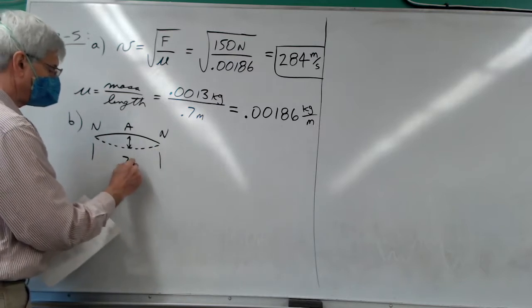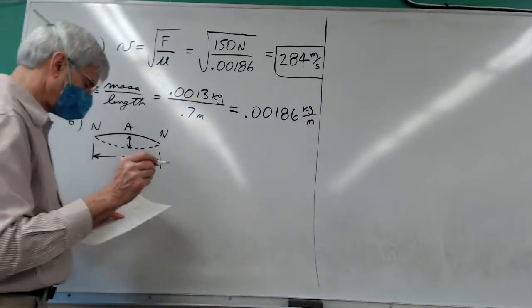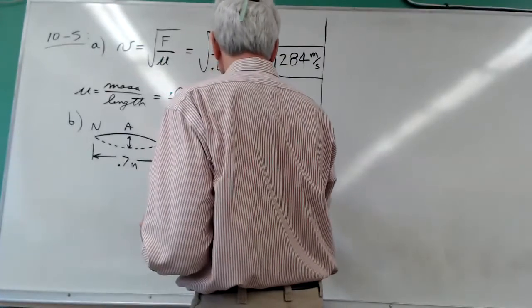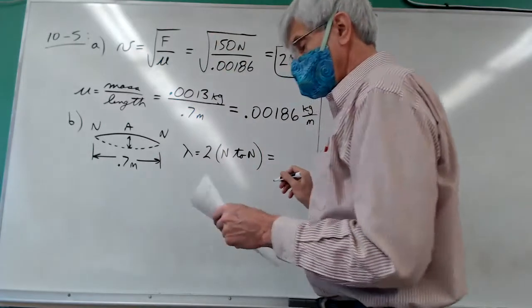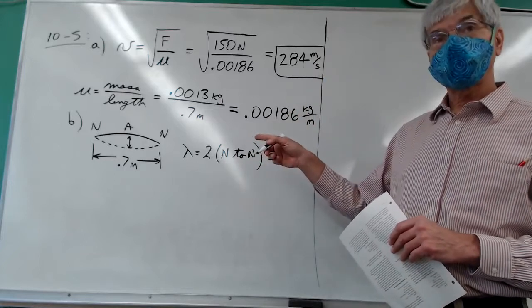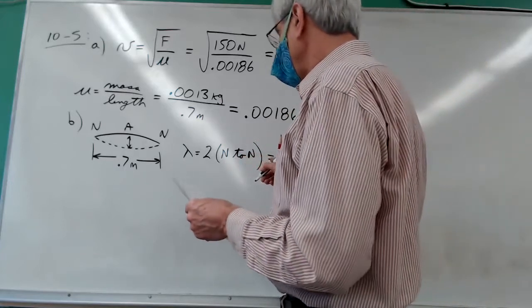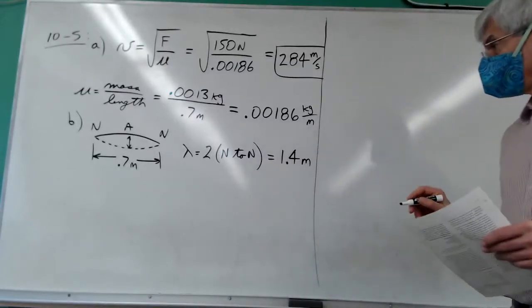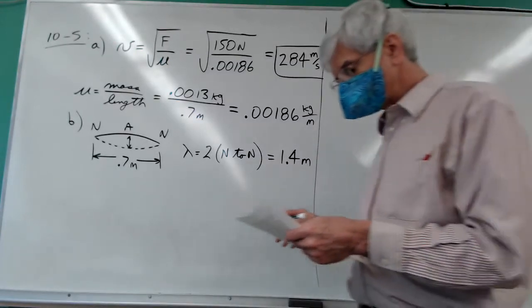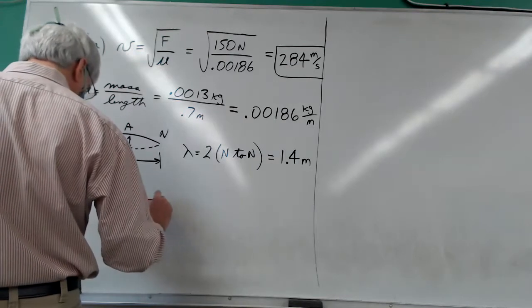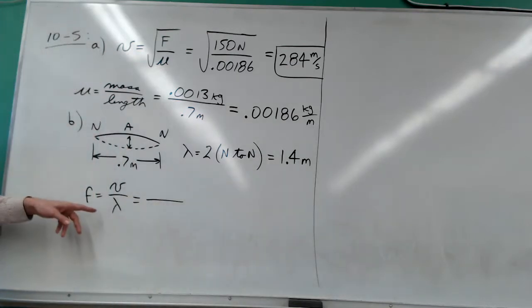From there to there is 0.7 of a meter. Wavelength is twice the distance from node to node. So when a string is vibrating at its fundamental frequency, the wavelength is always going to be twice the length of the string. Now that we have the wavelength and then we have the speed from part A, you can get the frequency.